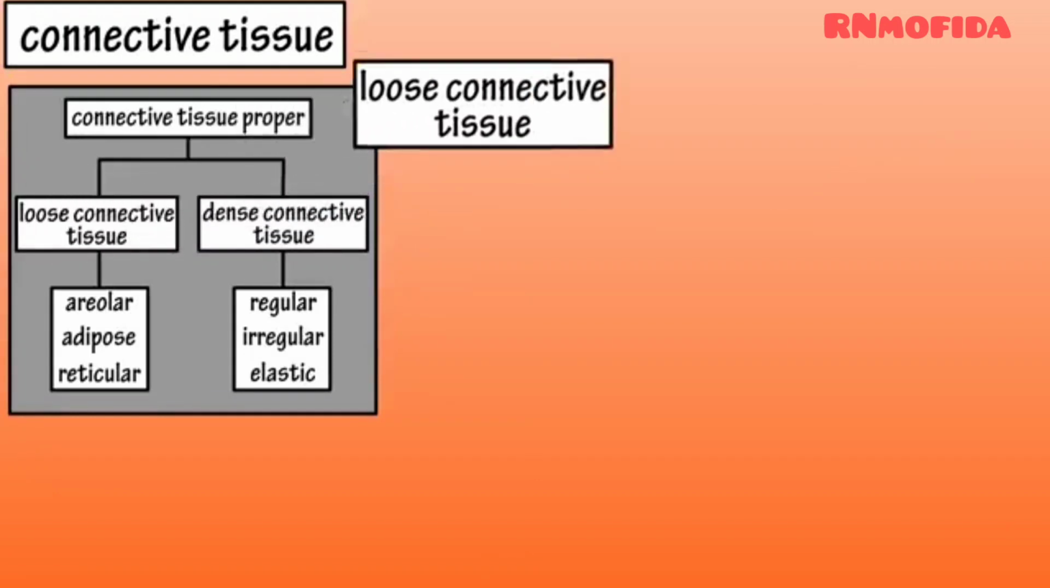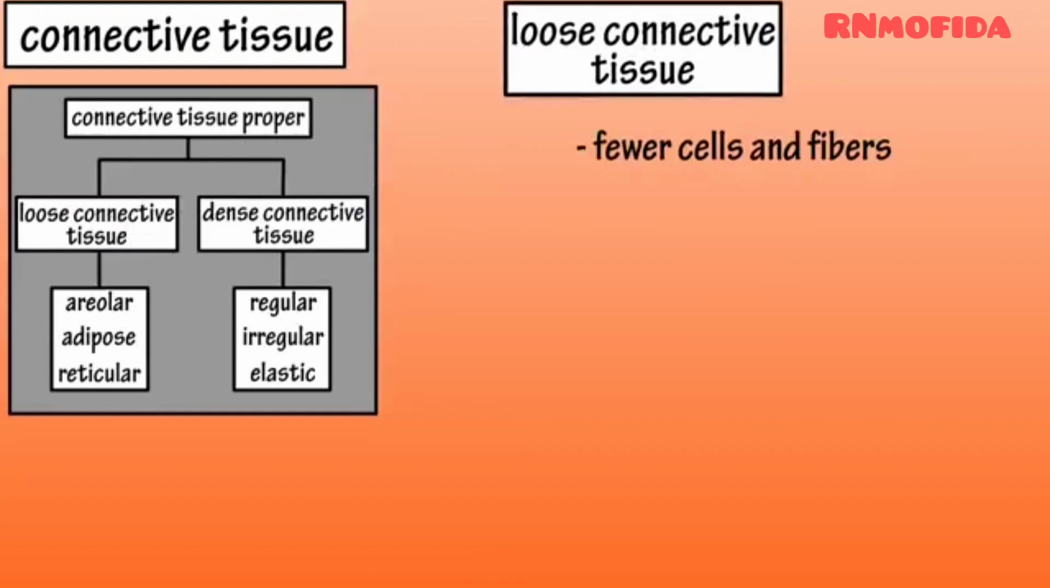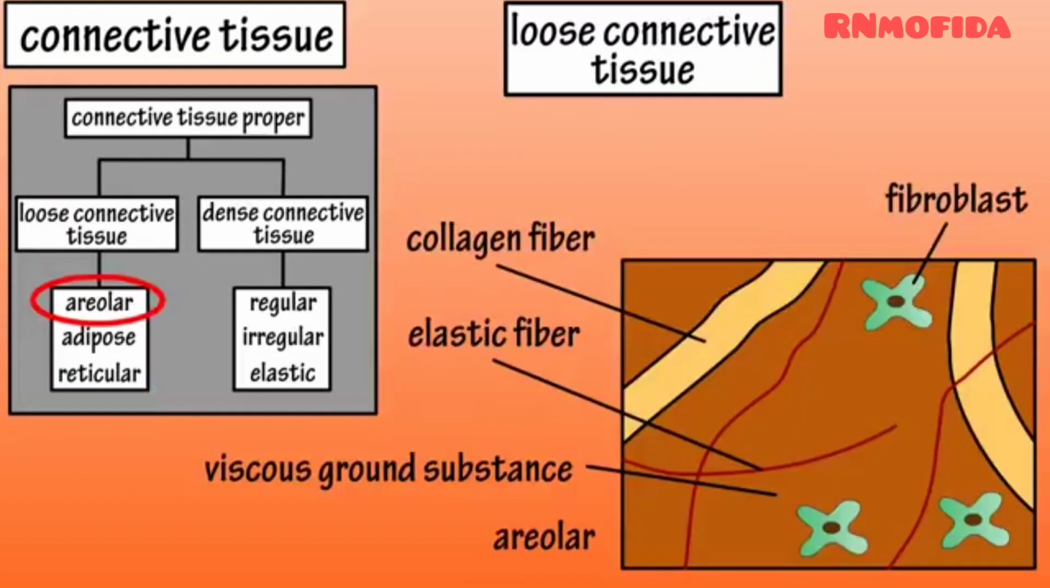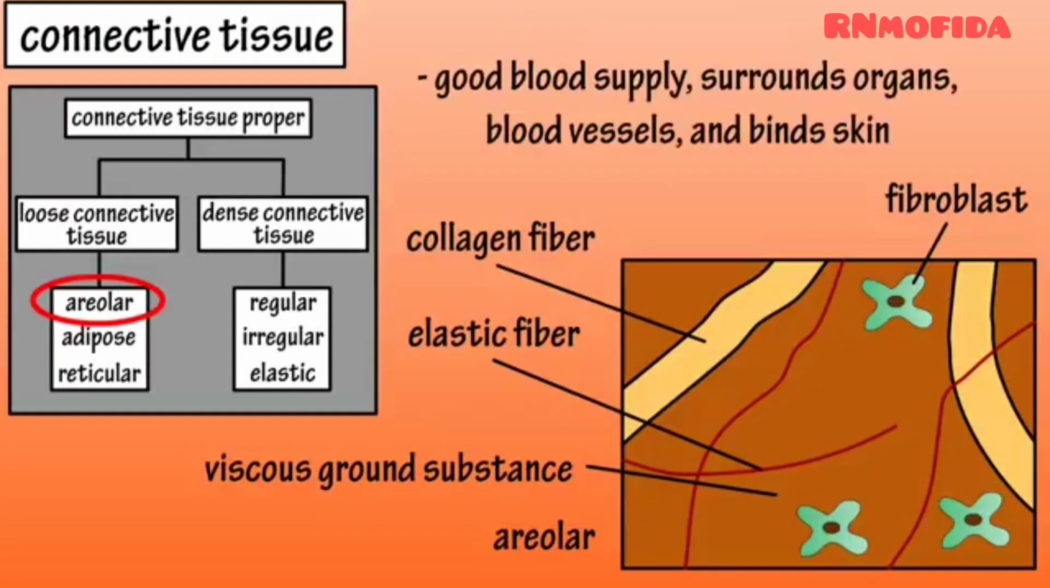dense connective tissue. Loose connective tissue has fewer cells and fibers and has the most abundant ground substance. It's again classified into three: areolar, adipose and reticular. Coming to the areolar loose connective tissue. Areolar connective tissue consists of thin collagen and elastin fibers that appear with large spaces and more ground substance space, called areola. Such tissue is referred to as areolar tissue. It has good blood supply and is present surrounding organs.